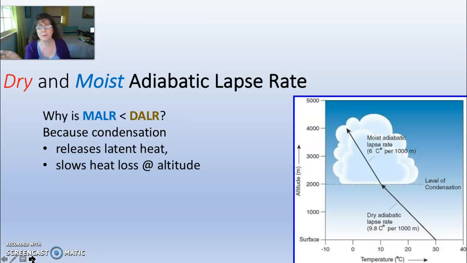Why is the moist adiabatic lapse rate lower than the dry adiabatic lapse rate? Because you are releasing latent heat when you condense, and you are continuously condensing as you're moving up and climbing. And as a result of releasing that latent energy, you're slowing the heat loss to altitude. Okay? Heat loss to altitude is always going to be there. You're just going to slow it when you have that latent heat released.